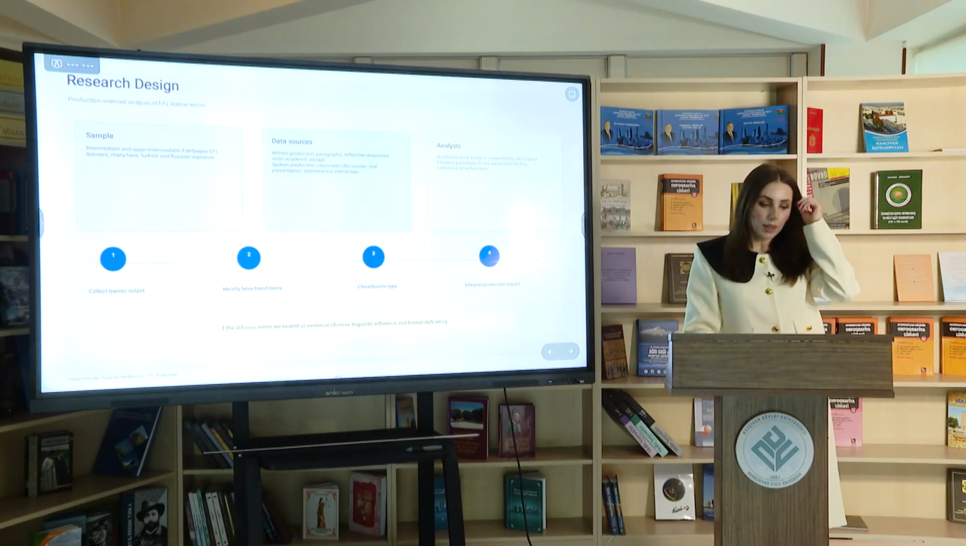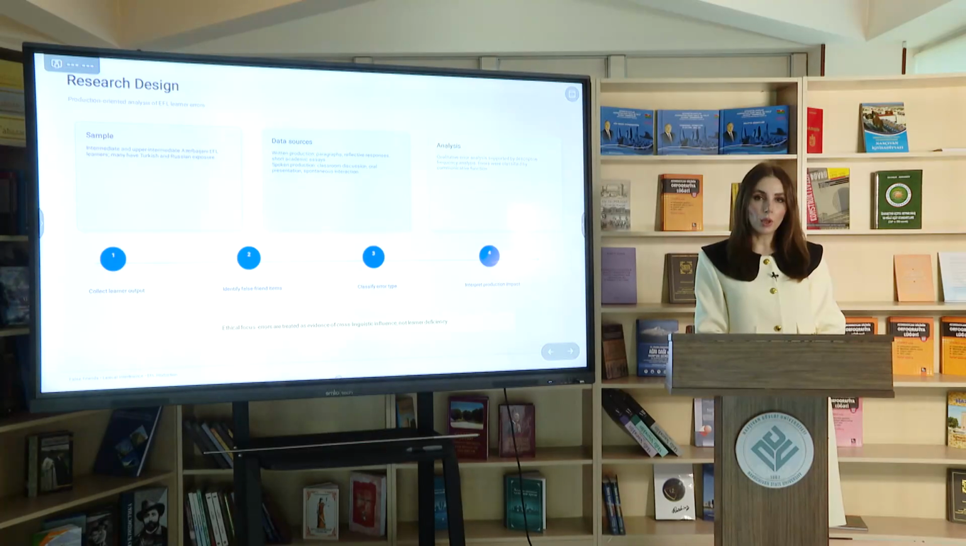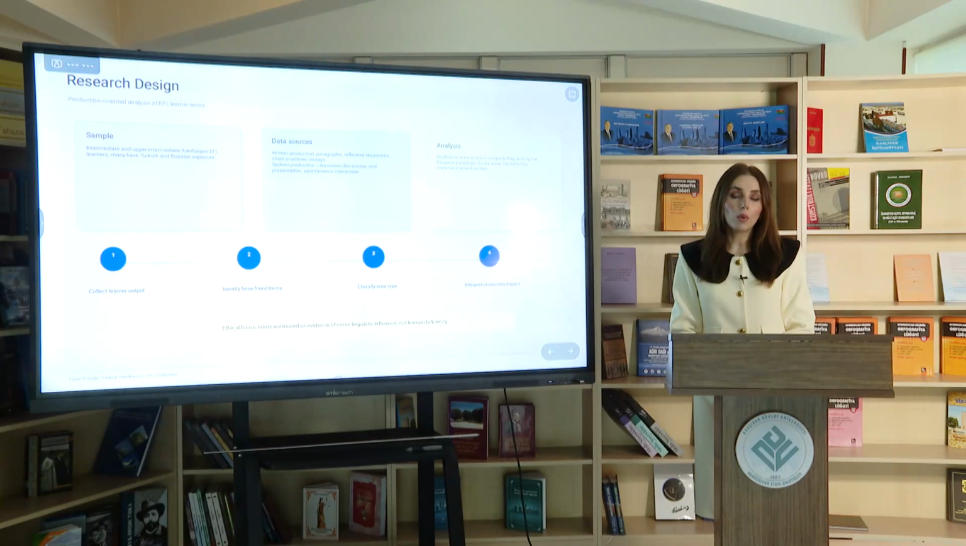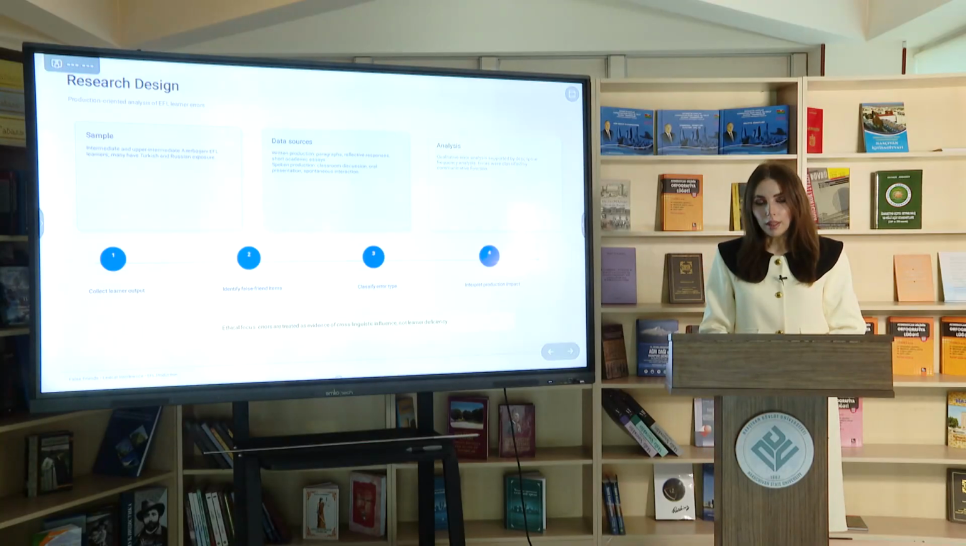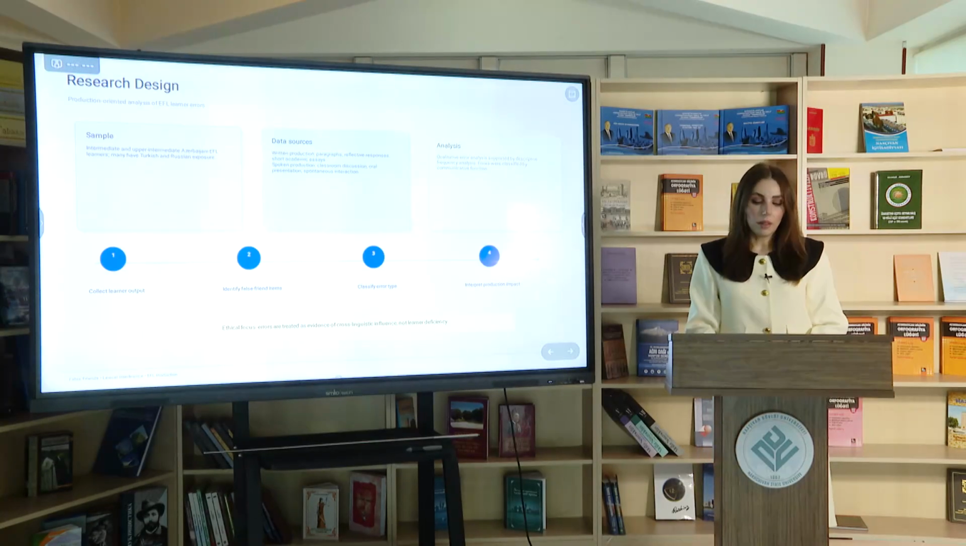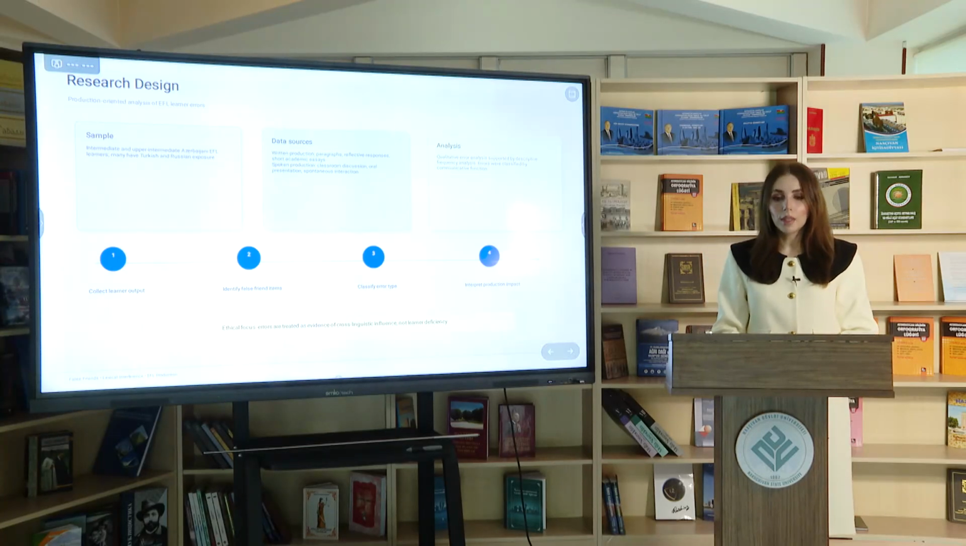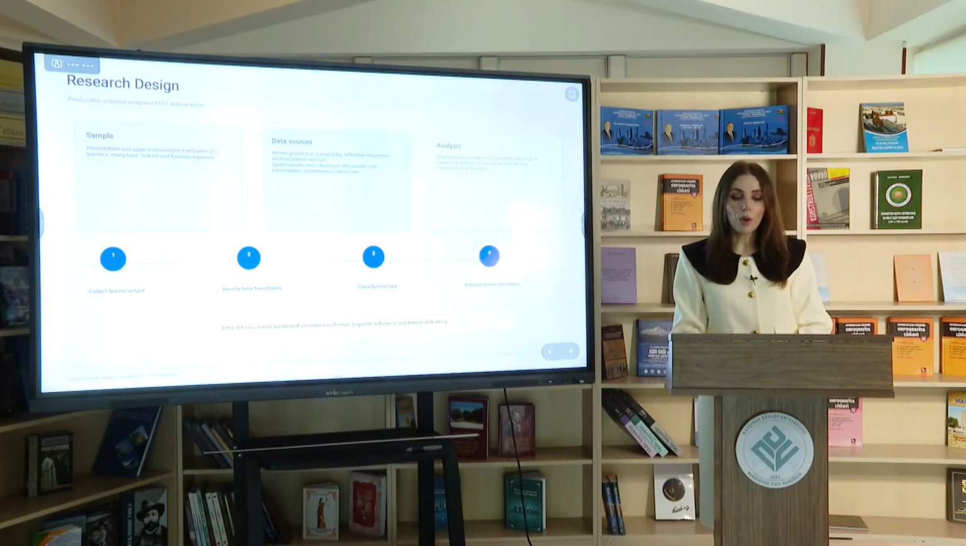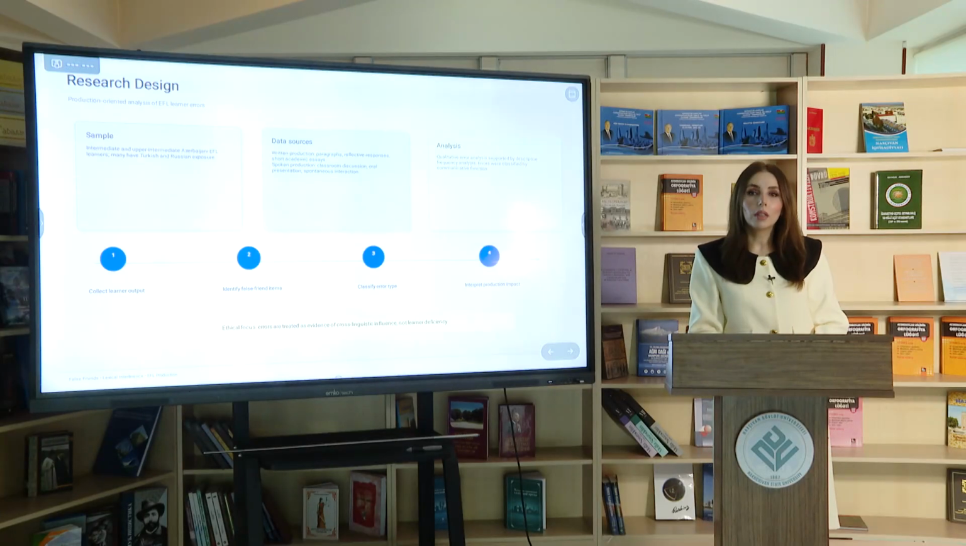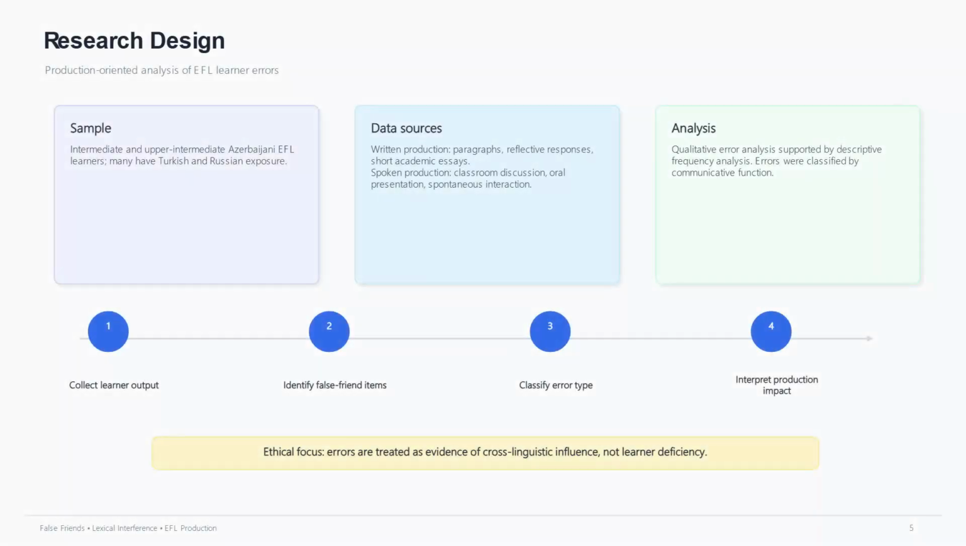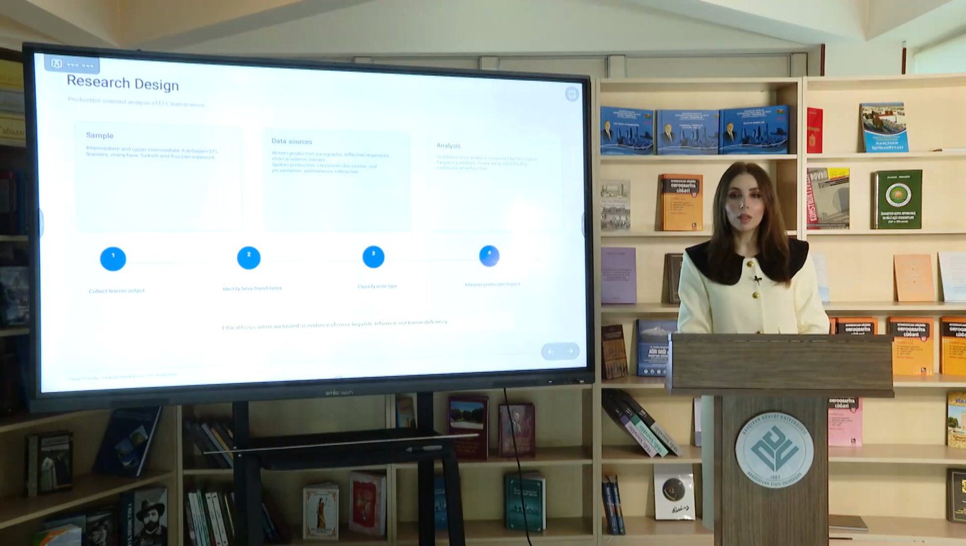The main aim of this study is to examine how false friends affect EFL learners' language production. This study uses a qualitative error analysis approach supported by descriptive frequency analysis. The participants were intermediate and upper-intermediate learners whose first language is Azerbaijani. At the same time, they know more than one language, like Russian and Turkish, which makes the context multilingual.